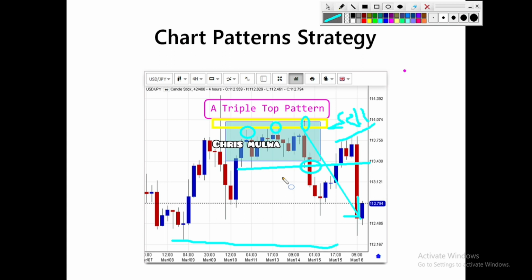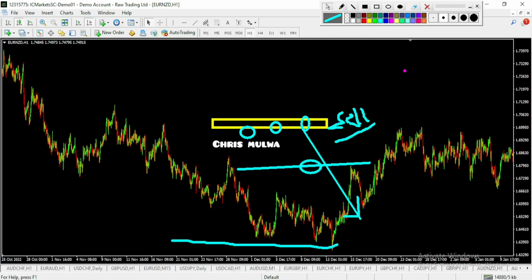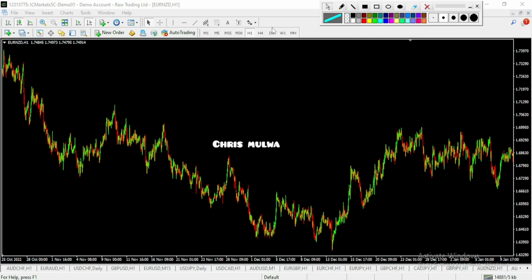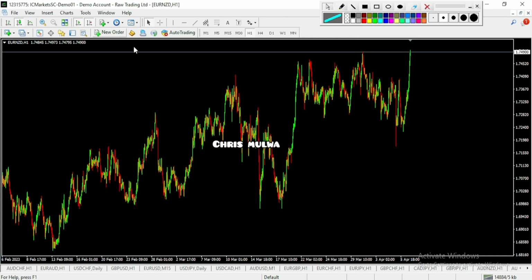So let us go to the charts, the live chart. We see whether we can identify this zone and whether on live this market is forming this. Remember that I am using IC Markets. This is IC Markets. Let me push this a little.